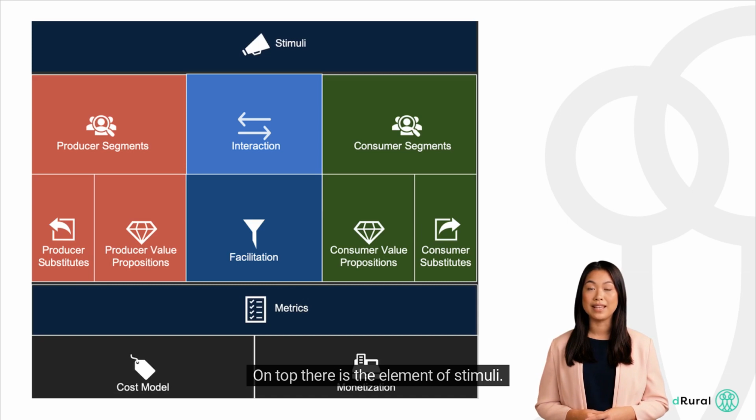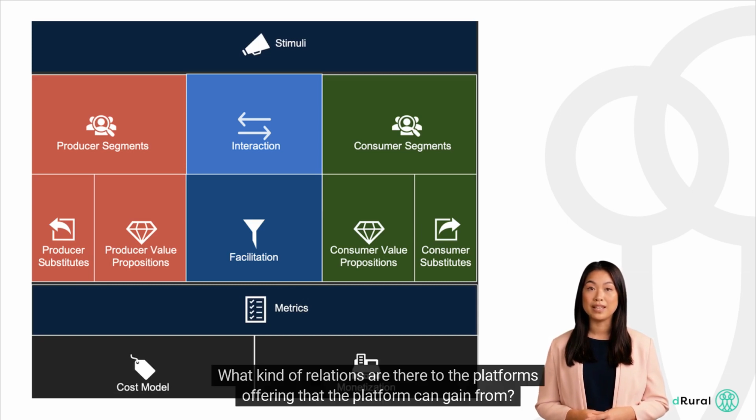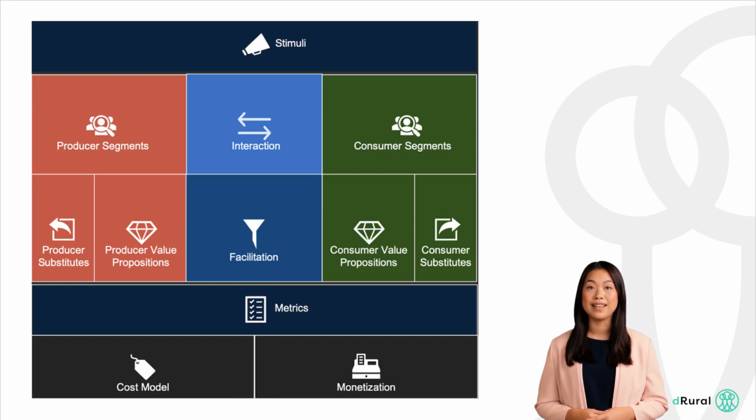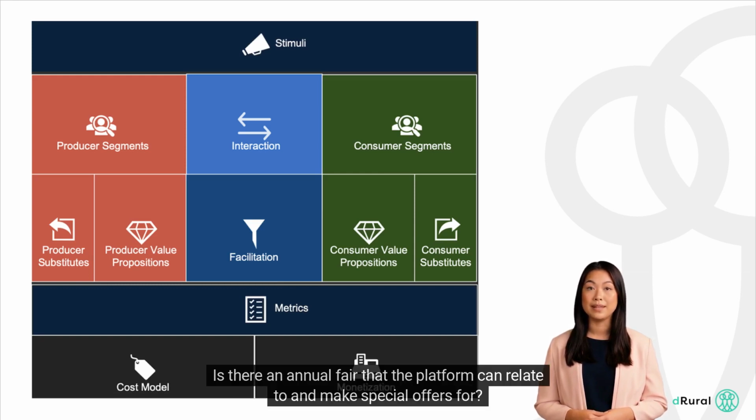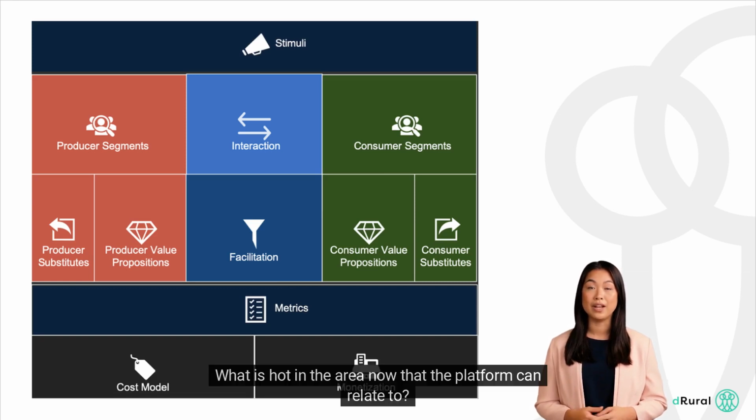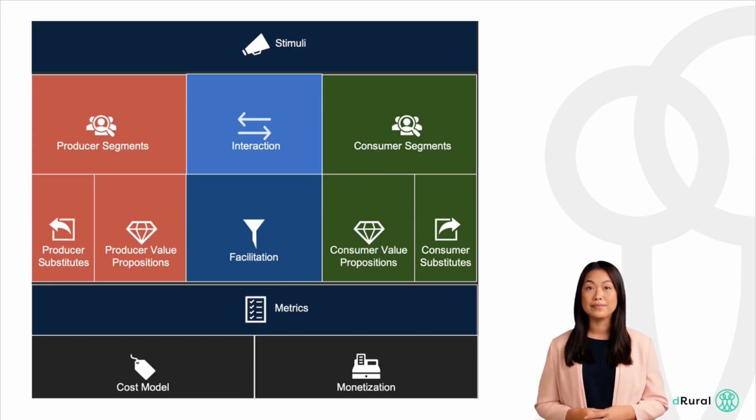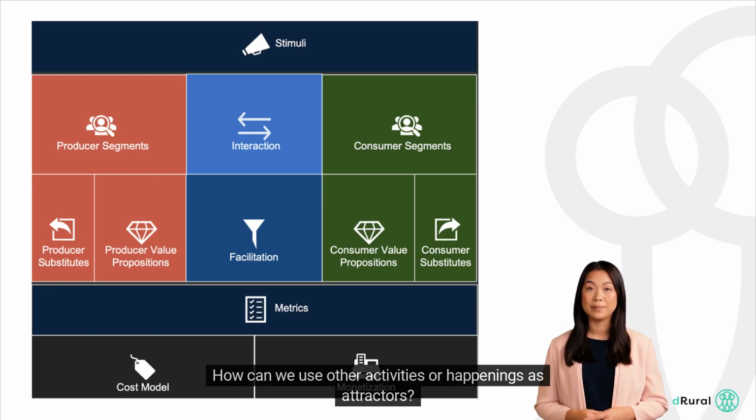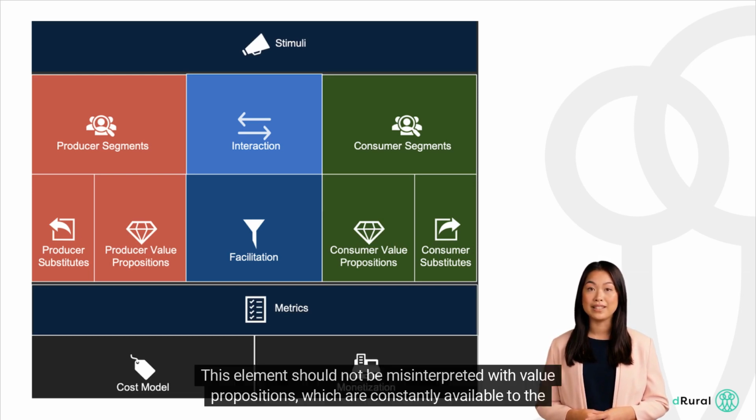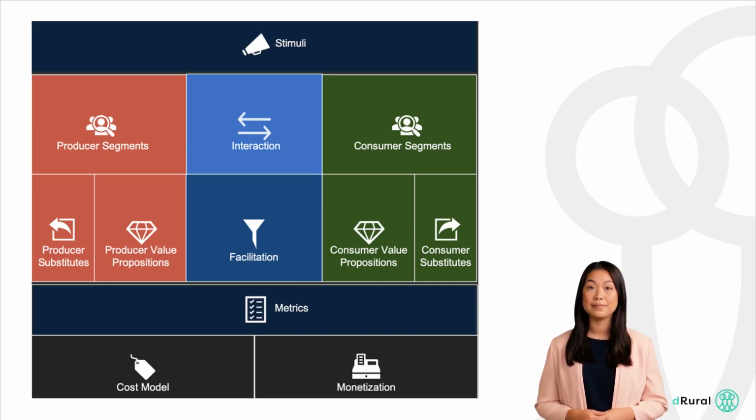On top there is the element of stimuli. What kind of relations are there to the platform's offering that the platform can gain from? Is there an annual fair that the platform can relate to and make special offers for? What is hot in the area now that the platform can relate to? How can we use other activities or happenings as attractors? This element should not be misinterpreted with value propositions, which are constantly available to the consumers and producers.